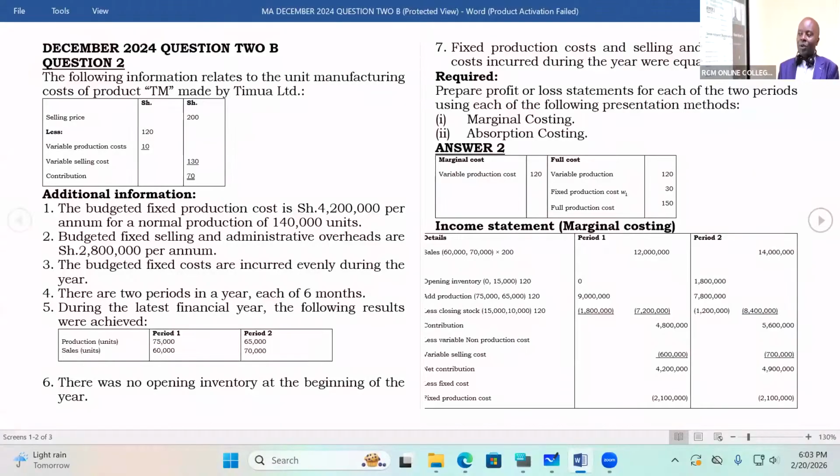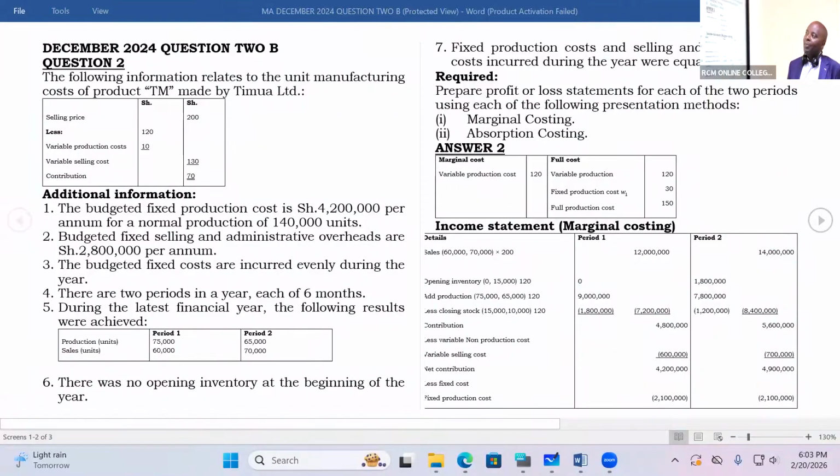The budgeted fixed costs are incurred evenly during the year. There are 2 periods in a year, each of 6 months. During the last financial year, the following results were achieved. We are told there was no opening inventory at the beginning of the year. Fixed production cost and selling and administrative costs incurred during the year were equal to the budget.